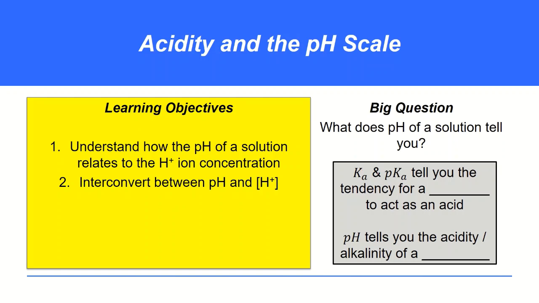I'm going to contrast this to Ka and pKa, which we've covered in previous videos, which tell you the tendency for a particular molecule to act as an acid. So they are the properties of a molecule. The pH, in fact, is slightly different. It's not to do with the actual substance. So a strong acid won't necessarily have a particular pH value. The pH tells you about the acidity or indeed the alkalinity of a solution.